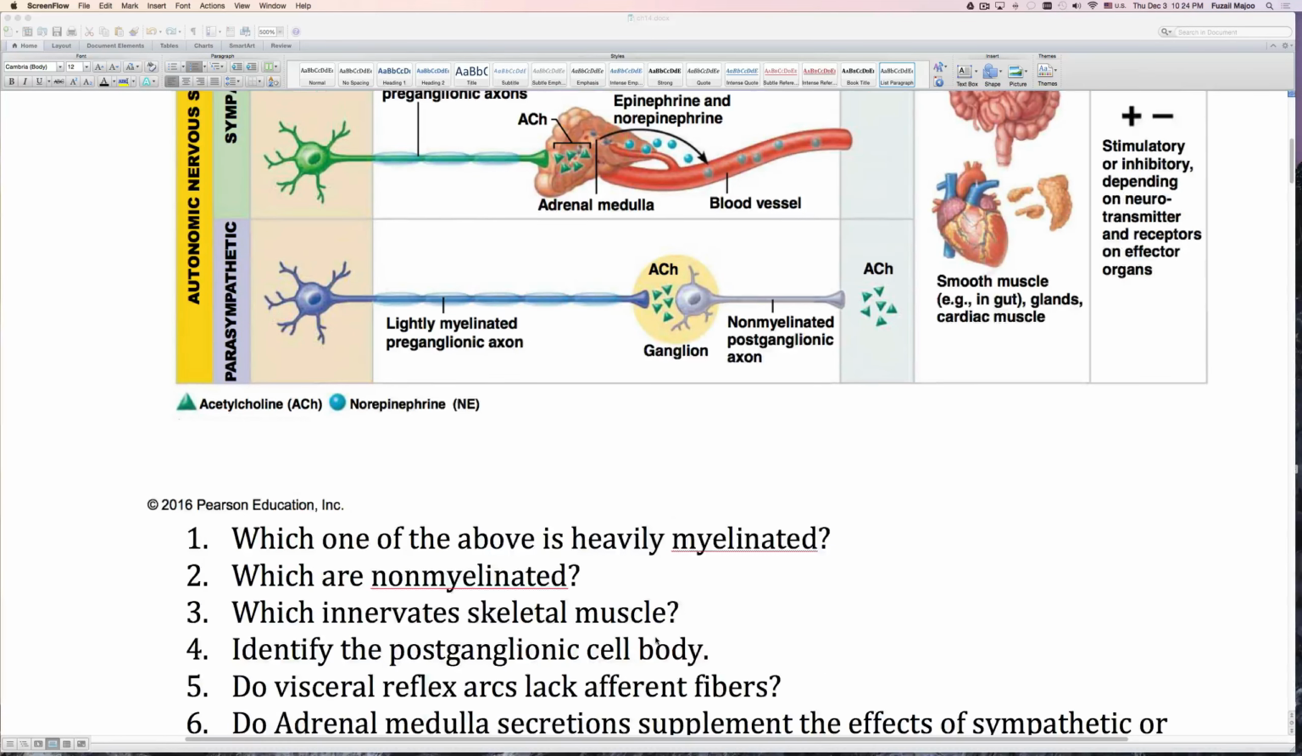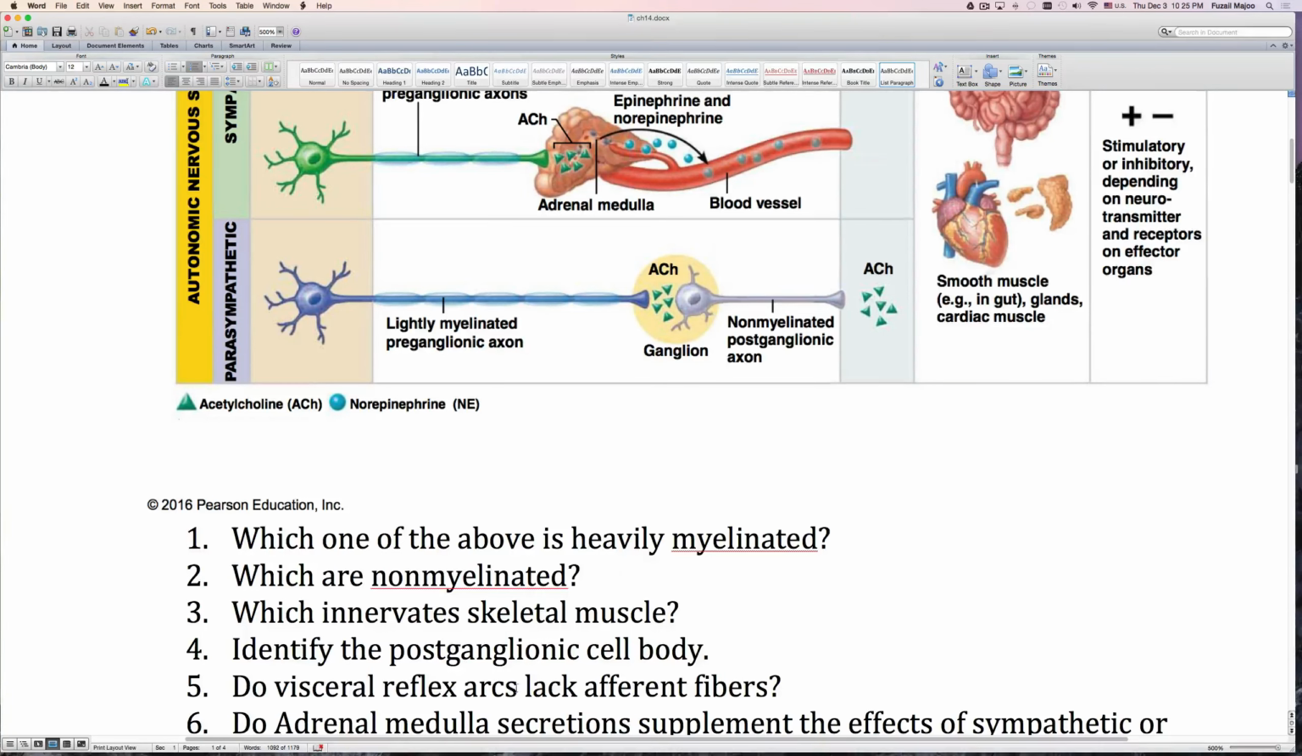So let's look at some of the questions that you could expect. Which one of the above is heavily myelinated? Which axon is non-myelinated? Which innervates skeletal muscle? Another question could be, which one of these innervates cardiac muscle? Identify the postganglionic cell body.